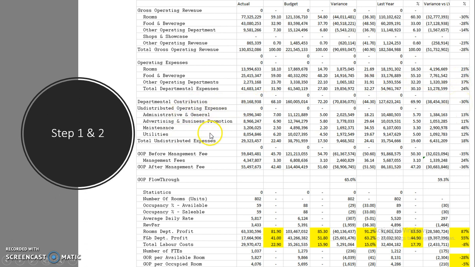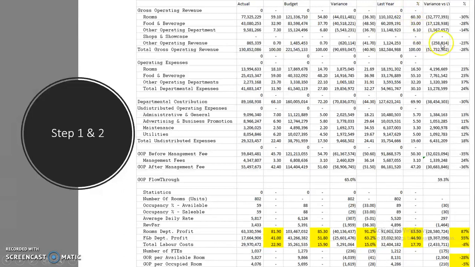Now here are the undistributed expenses: administrative and general, sales and marketing, and maintenance and utilities. These are also high compared to the budget and last year, by around 18% and 24%. And then the GOP percentage is 42% compared to last year's 47%. So we dropped not only in value, we dropped in terms of percentage as well. As you can see, the revenue is dropping by 28%, but the GOP dropped by 36% compared to last year, which means we need to focus on both.